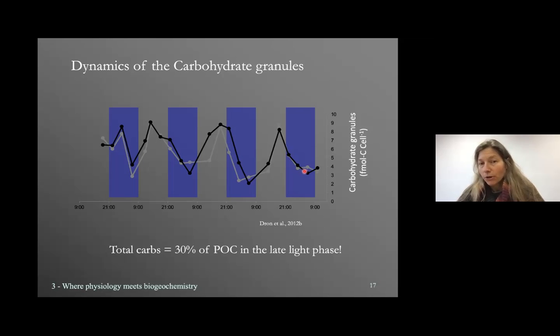And you can see how they dramatically decrease at night because they serve as energy source for the cell. So they are burned, respired, and consumed for the cell to perform the different metabolic processes and also to build up cellular material. A very interesting and striking feature in this organism is that 30% of the total organic carbon was actually carbohydrates. It's like if a third of your own weight was just reserves. It's just enormous.